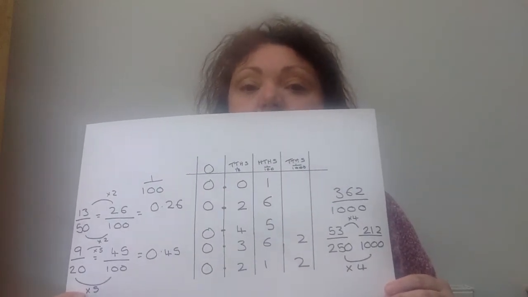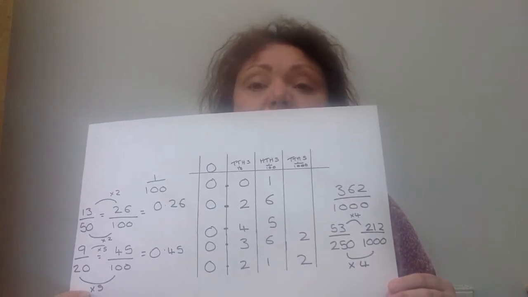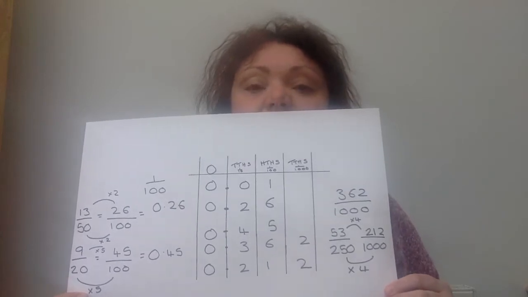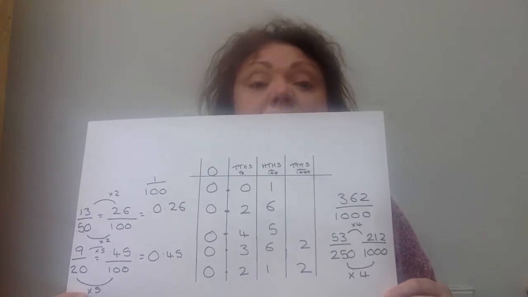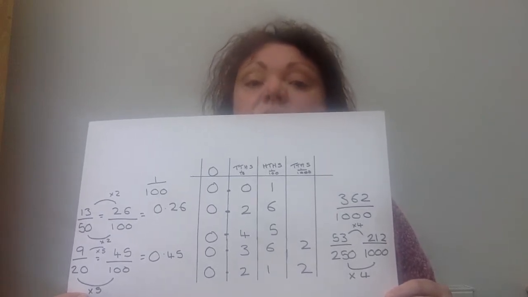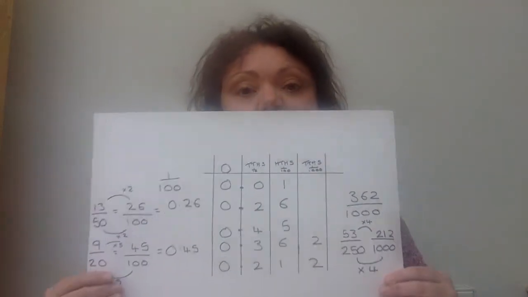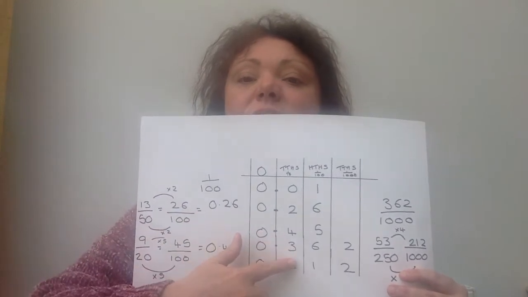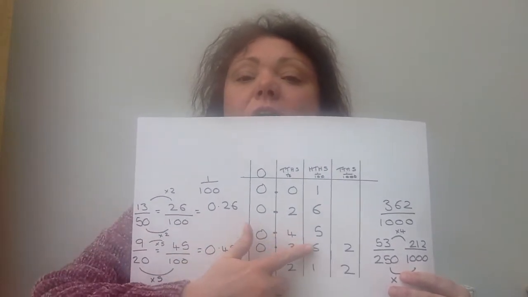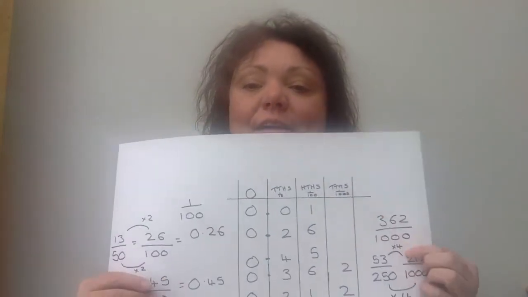9/20. So we're going to change that to 100. So we're going to multiply the 20 by 5 to make 100. And then because we've done it to the denominator, we're going to do it to the numerator. 9 times 5 is 45, 0.45. Here, look, I have put it on the place value chart. Easy, yeah? When you've got the place value chart, you can really see it clearly. You can see how many tenths you've got. You've got 4, and you can see how many hundredths you've got. You've got 5.